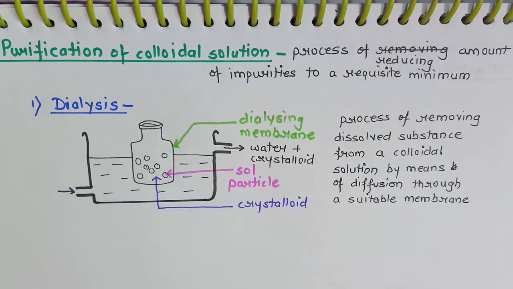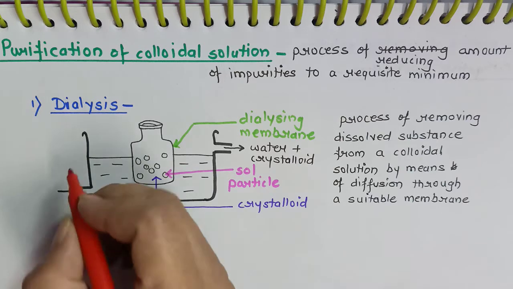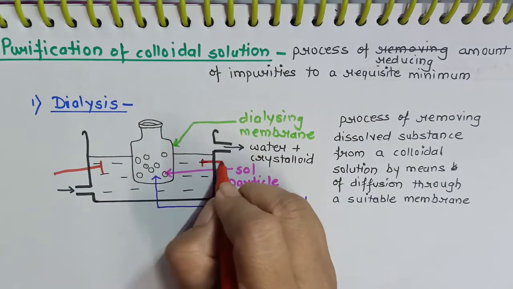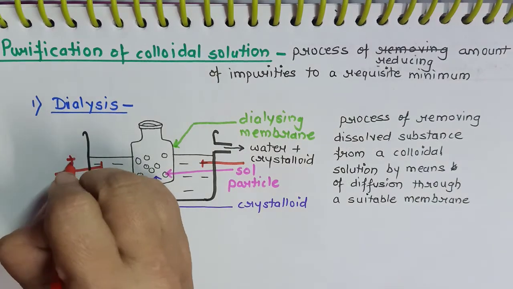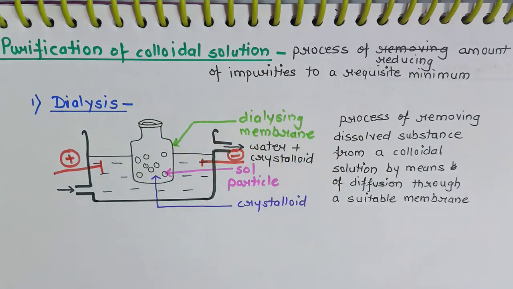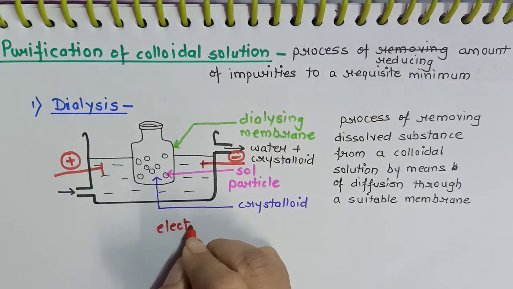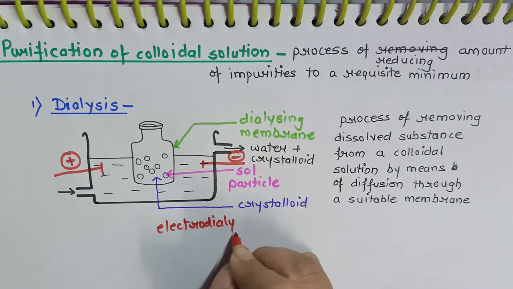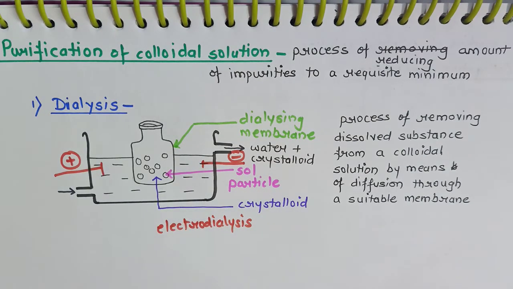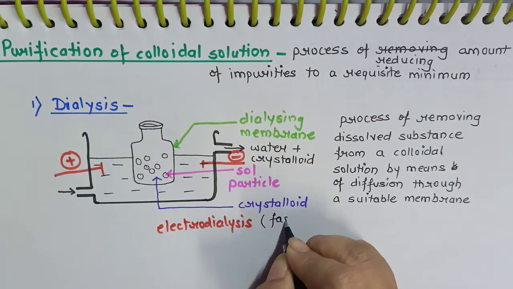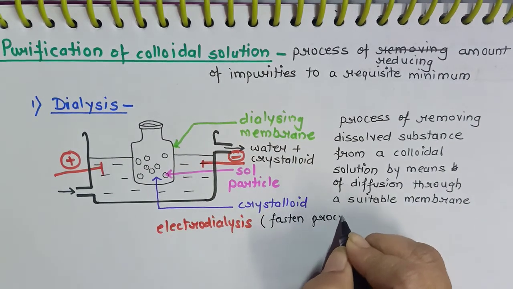Now this process of dialysis is comparatively slow. To make it faster, we can pass electric current through it by adding electrodes. So we can convert this assembly into a cell by connecting it to cathode and anode. Now in this case, the process will be called electrodialysis. Electrodialysis is done so as to speed up the process.